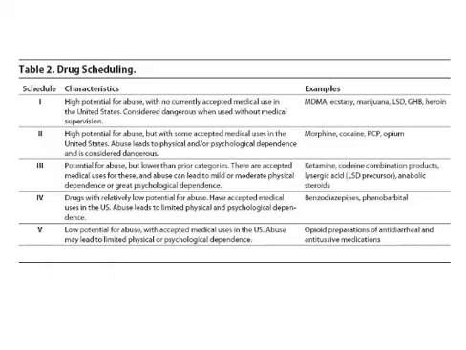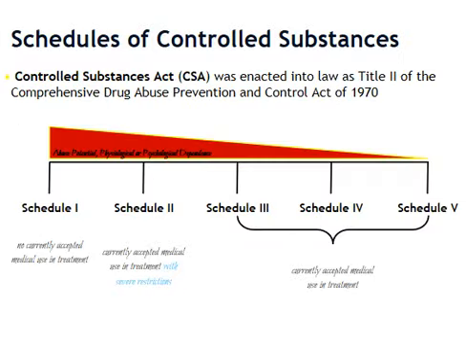Schedule 4 have a relatively low abuse potential. Here's your benzodiazepines. And Schedule 5 have the lowest abuse potential in the US. And these are your opioid preparations of the anti-diarrheal and anti-coughing medications. And so this list was basically initiated around the 1970s when Richard Nixon was in office.